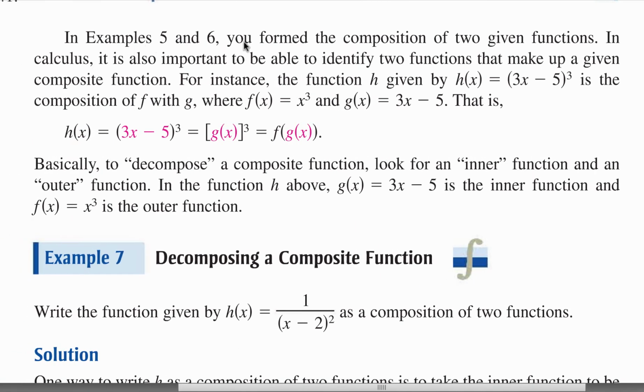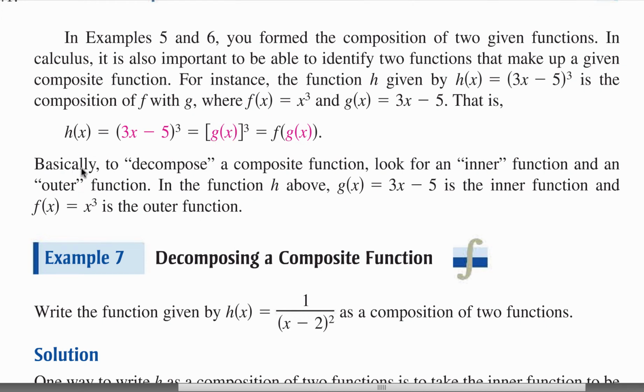In examples 5 and 6, we formed a composition of two given functions. In calculus, it's going to be very important to be able to identify two functions that make up a given composition. For instance, the function h, given by h of x equals (3x minus 5) cubed, is the composition of f with g, where f is the cubing function, and g of x is a linear equation, 3x minus 5. So therefore, we can write h of x as (3x minus 5) cubed, which is g of x cubed, which is f of g of x.